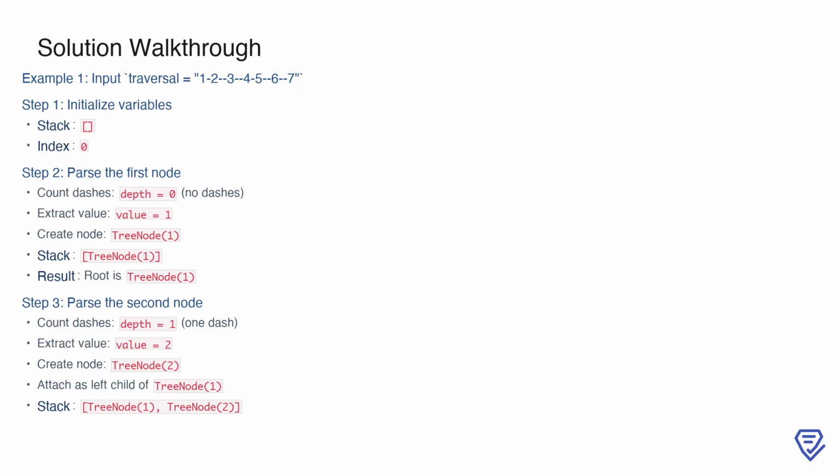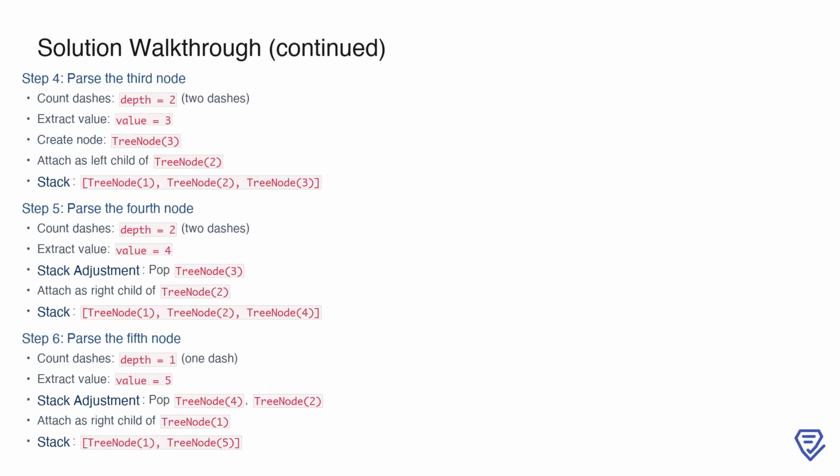Now, we parse the first node. Since there are no dashes at the beginning of the string, the depth is 0. The value extracted is 1, so we create a new tree node with this value. This node becomes the root of our tree. We then push it onto the stack, which now contains only the root node. At this point, the root node, tree node 1, is successfully set up.